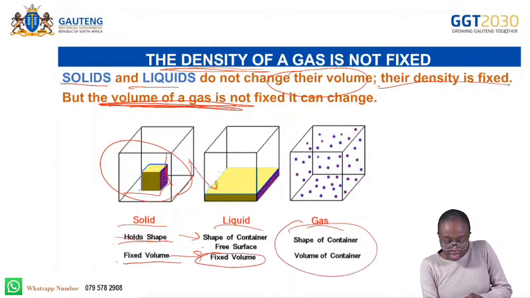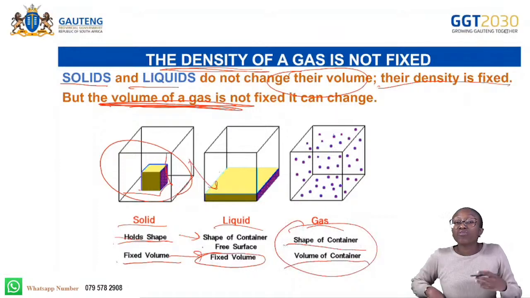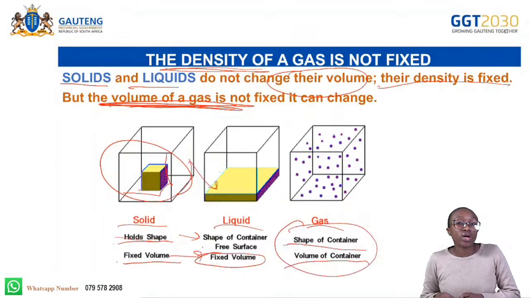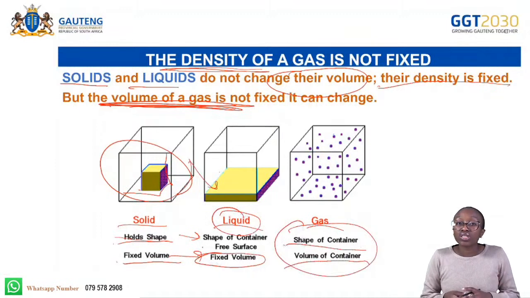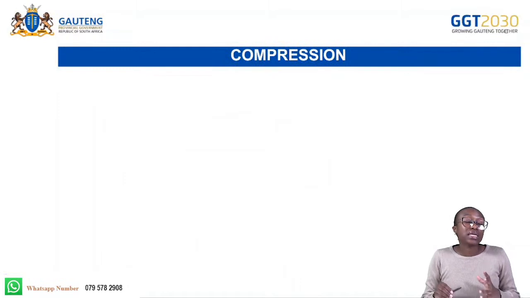And the gas will take the shape of the container, therefore it will take the volume of the container. So if you move the gas from one container to another with different volumes, it will change its density. And if you move the liquid to a different container, it will still keep its density. It has a fixed volume, so it has a fixed density, same as the solid. So this is why we say a gas does not have a fixed density.